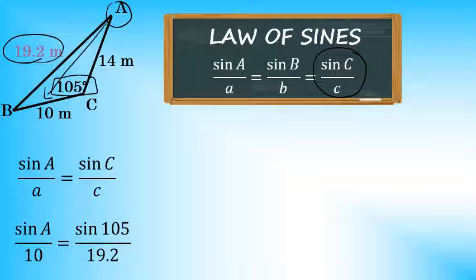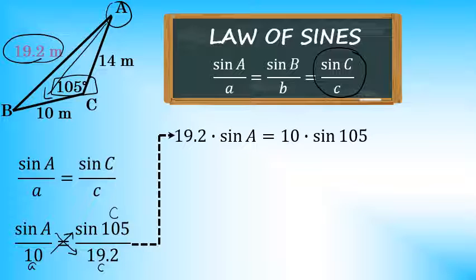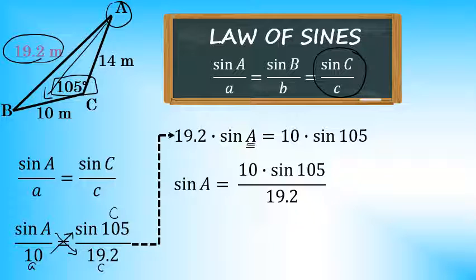When I do that, I have an equation where there is only one unknown, the measure of angle A. I have the sine of angle A over 10, side A, equals the sine of angle C, 105 degrees, over side C, 19.2. And I can solve this equation by cross-multiplying 19.2 times the sine of A and 10 times the sine of 105. And that gives me 19.2 sine A equals 10 times sine of 105. I'm trying to isolate angle A. I'm trying to find the measure of angle A, so the next step would be to divide both sides of this equation by 19.2.